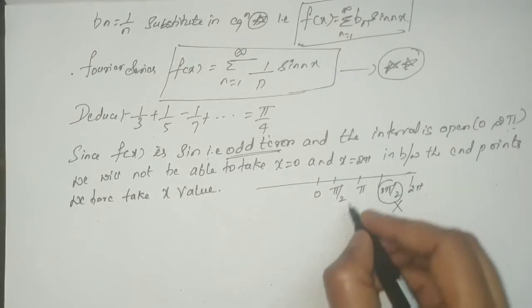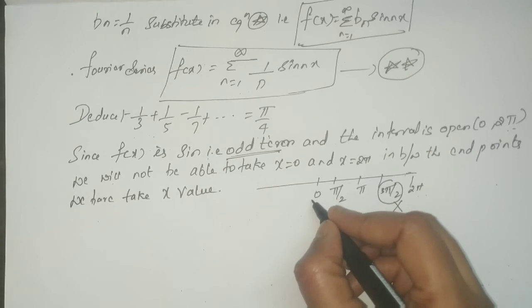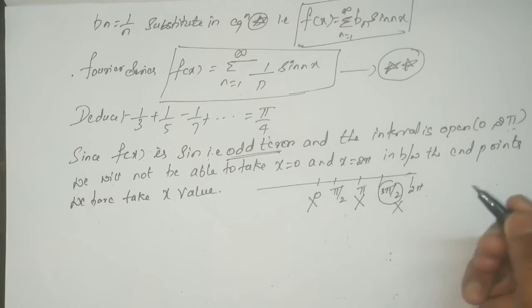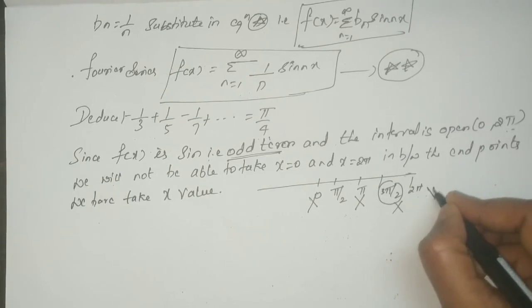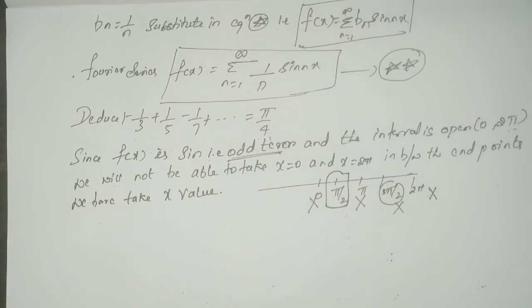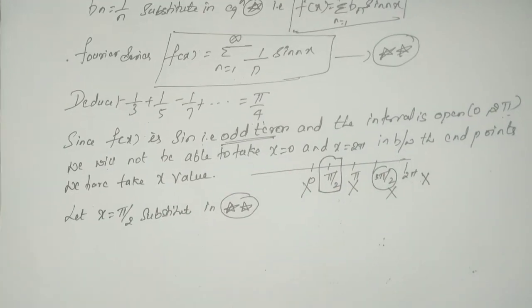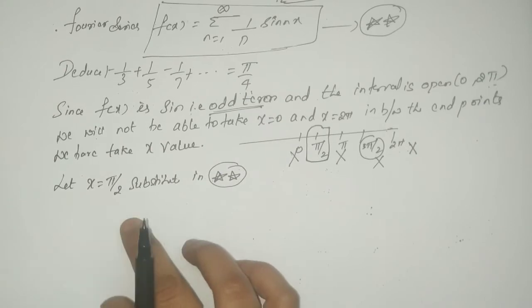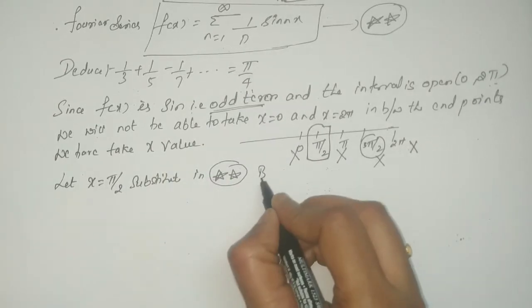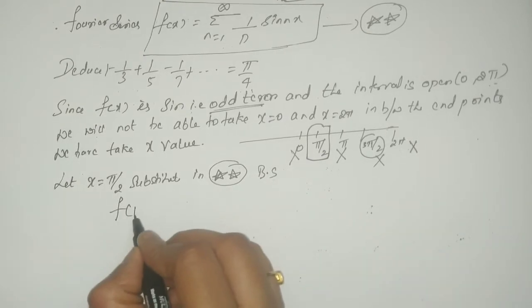As I always told, don't take this kind of fractional value. You cannot take 0 because sine 0 is 0, so that is not possible. You cannot take pi because sine n pi is 0, and sine 2 pi is also 0. So the only possible value you can take is x equal to pi by 2. Once you have identified which value to choose, substitute it back into the Fourier series on both LHS and RHS.